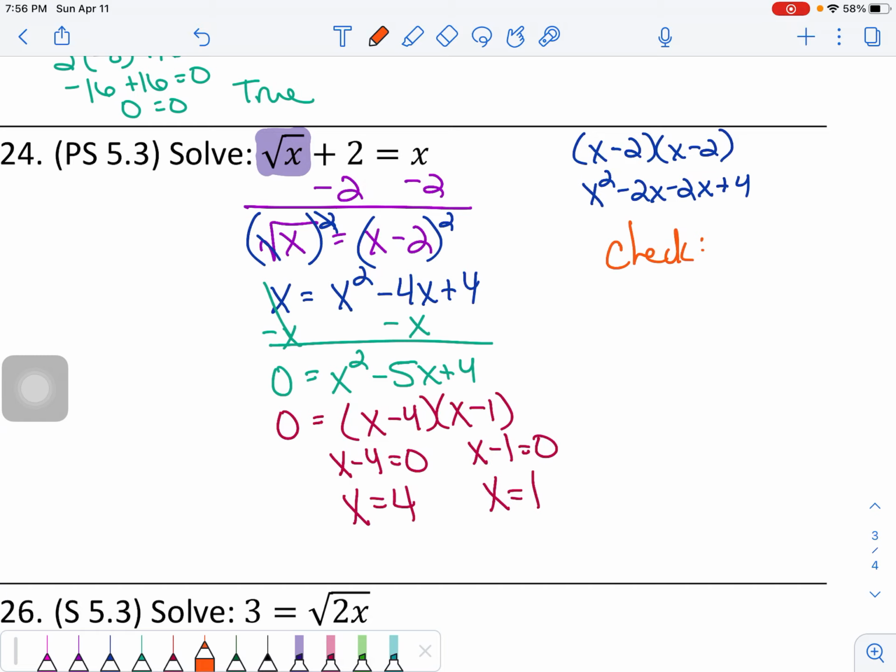This particular problem, when we get two answers like this, one of them could work, both of them could work, or neither of them could work, and you're not going to know until you check your work. So I'm going to check 4 first.